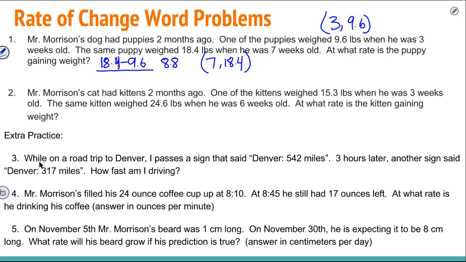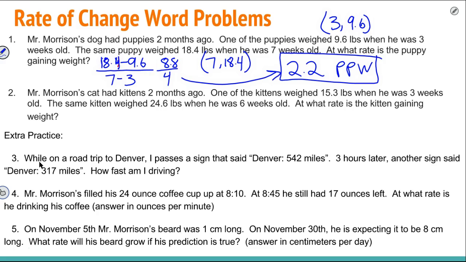8.8 over how many weeks? That was from 7 weeks to 3 weeks. That was a 4-week period. So it gained 8.8 pounds in 4 weeks. We want to reduce that to pounds per week. If they want the rate, you don't give them pounds per 4 weeks, so we would say 2.2 pounds per week.